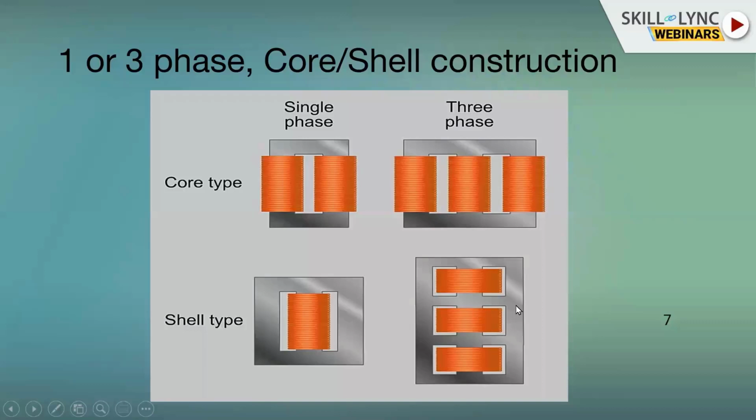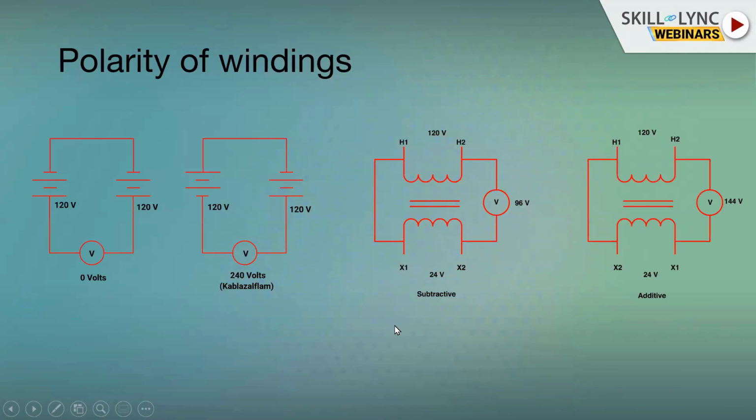Whereas you see in the shell type, whether you have single phase or three phase, there is always a return core. So that makes it possibly more expensive for major power transformer designs. So this is another important element you may want to know. The other important thing we need to know about is the transformer polarity.